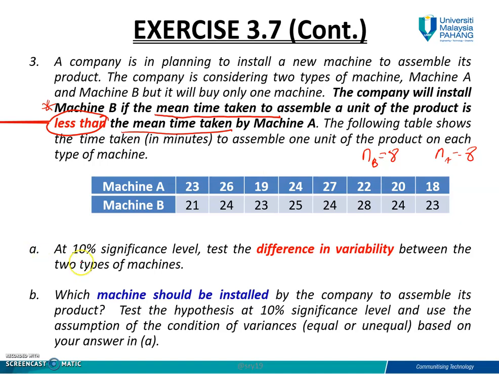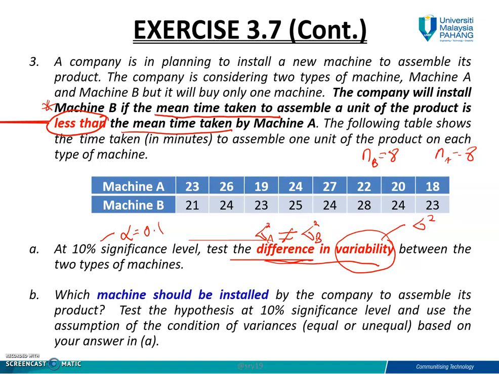So question A. At 10% significance level, so here you know your alpha is equal to 0.1. Test the difference in variability. When we're talking about variability, we will look at variance. So test the difference in variability between the two types of machines. They didn't mention which one comes first, and they want to see the difference. What does difference mean? Is it equal or not equal? So this one will be not equal. They want to see whether the population variance of machine A is similar to the population variance of B. So this is your hypothesis.